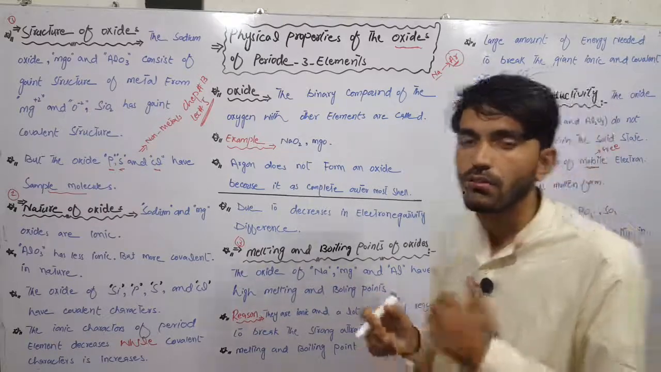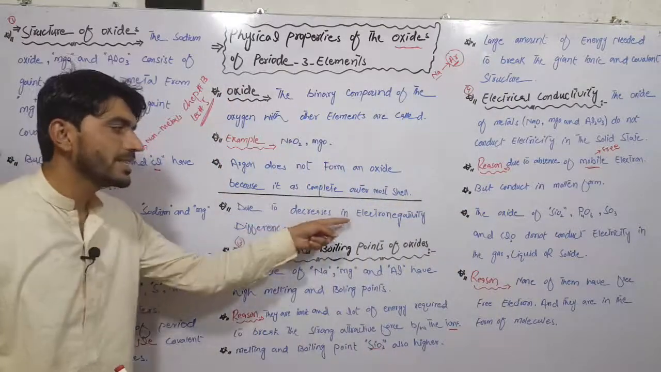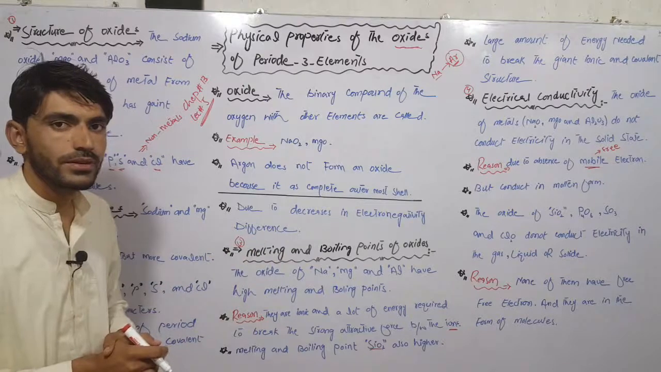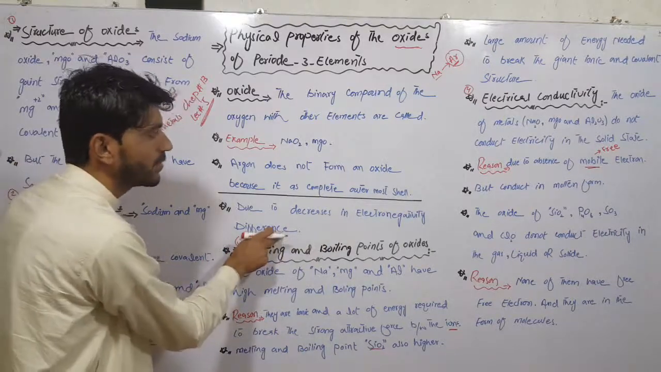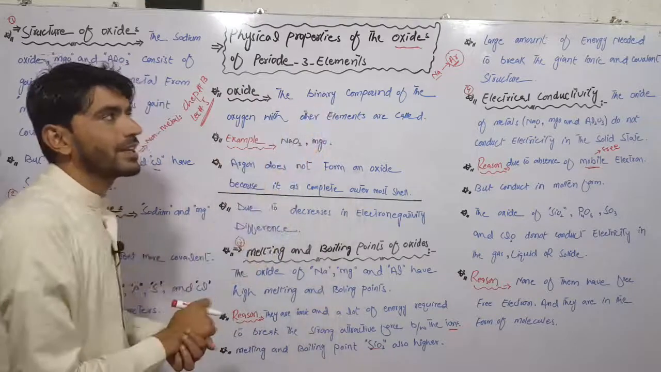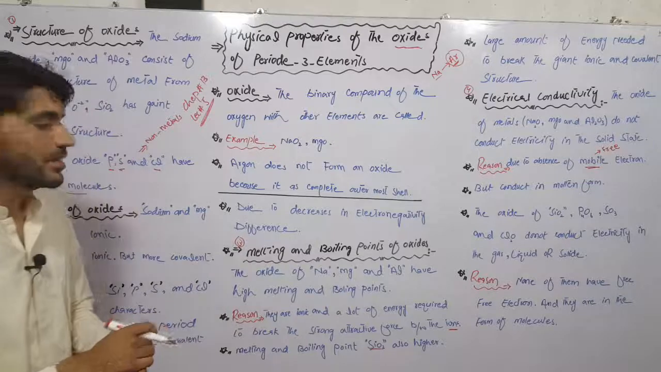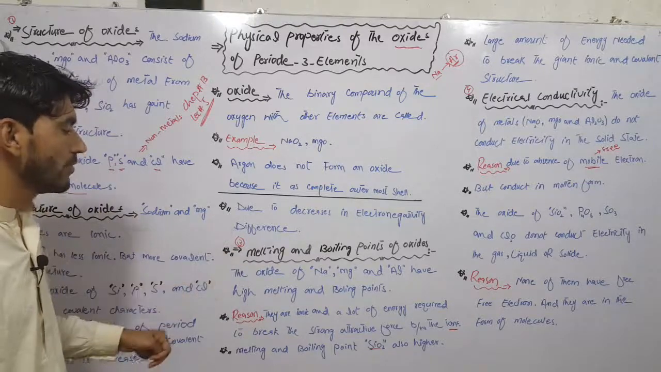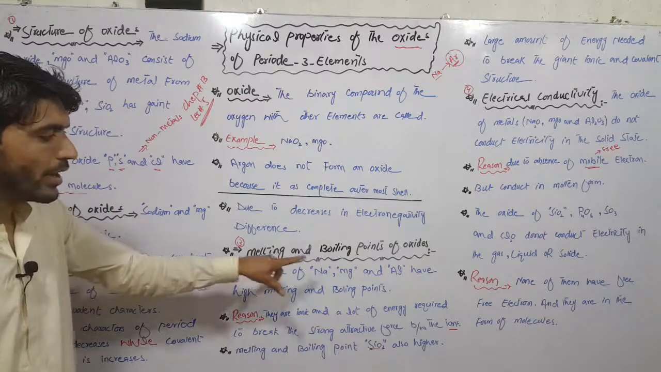Reason why the covalent character increases? Reason: due to the decrease in electronegativity difference. This is the point. Clear? Due to the electronegativity difference, covalent character increases from left to right and ionic character decreases. Clear? So this was the nature of the oxide.